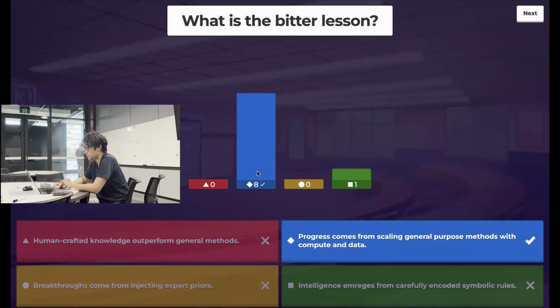Very nice. Most people got it. So very similar lessons in terms of the scaling laws and the bitter lesson, which is that it's all about compute and data. So just reiterating that point.